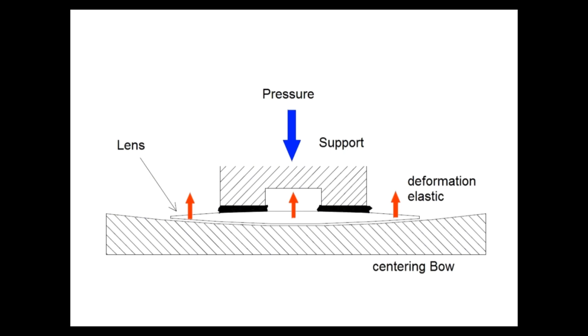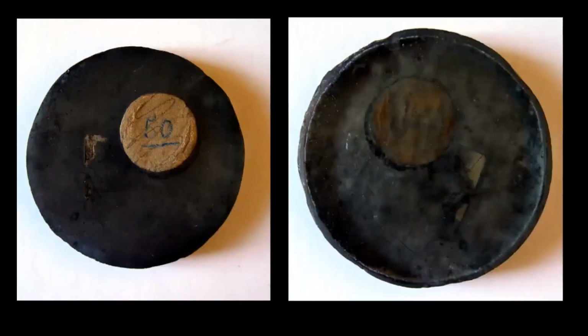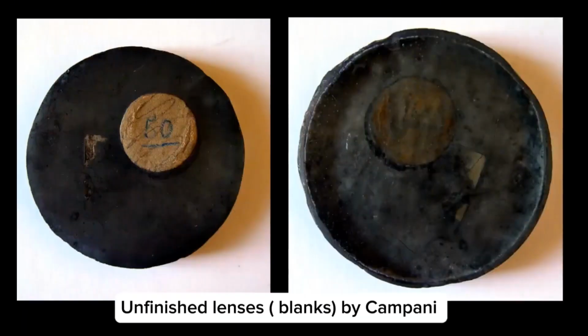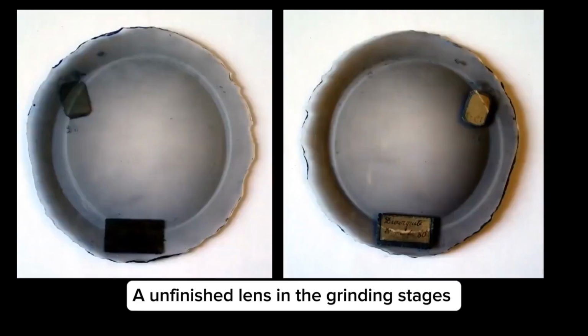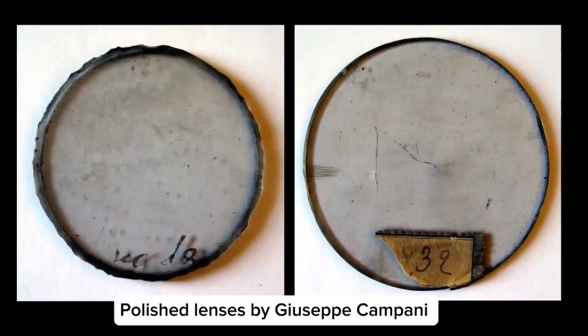Now we're going to examine some lenses made by Giuseppe Campani. These are the actual blanks cut out from the actual piece of glass. Look how dark they are before grinding. And now we're going to the grinding stage. Look how transparent the glass is. You can actually see the curvature of the lens, the actual convex shape. And now to the final stage, the actual lenses. You can see now the difference between the plate glass and the newly polished lenses. These are quite impressive progress.